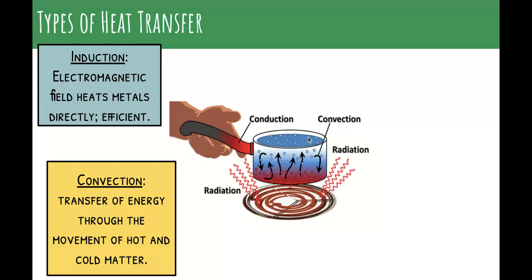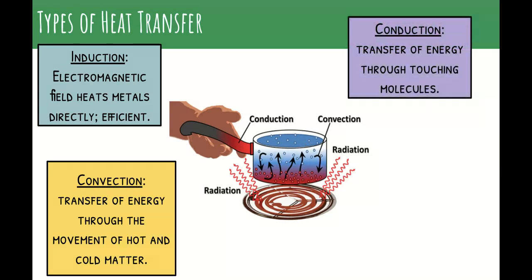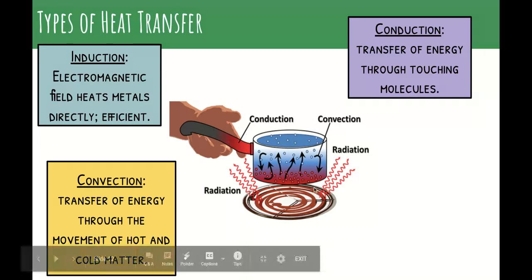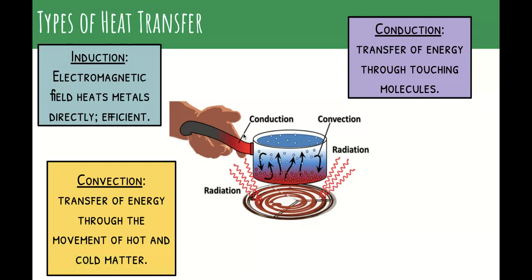And then once they're at the top, they'll cool down because they're further away from the heat source. So they're going to fall back down again, and this just keeps happening. So that's your convection. Conduction is going to be the transfer of energy through touching molecules. So things that are physically touching one another. Here, if you had the handle of your pan, or your pot that you're boiling water in.